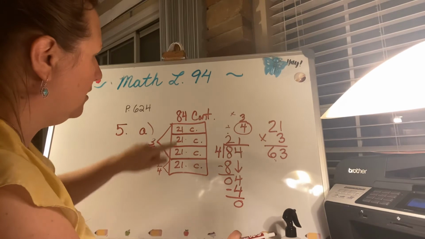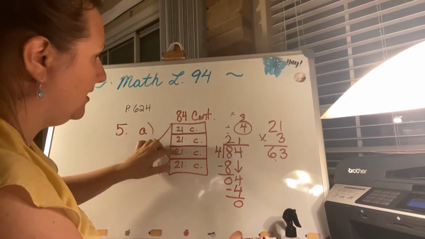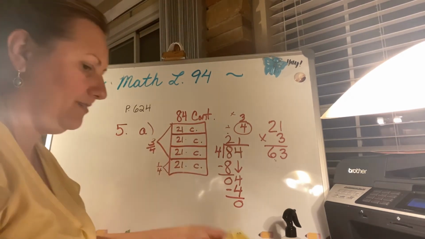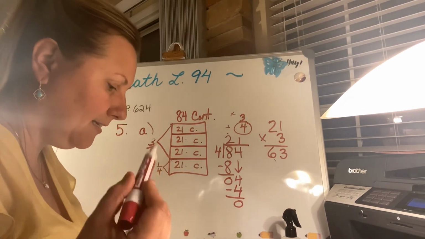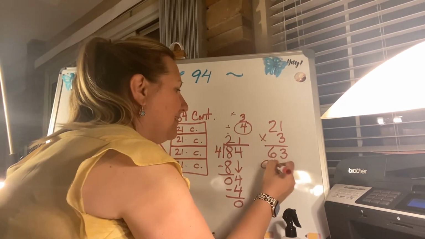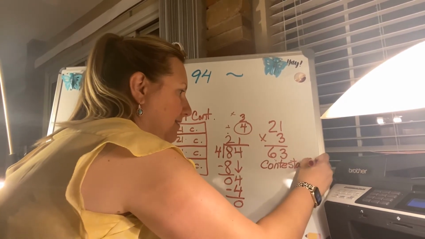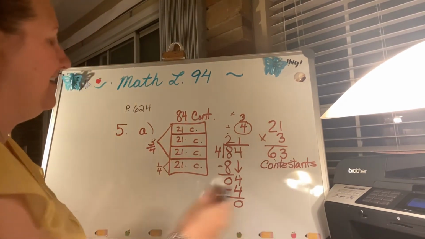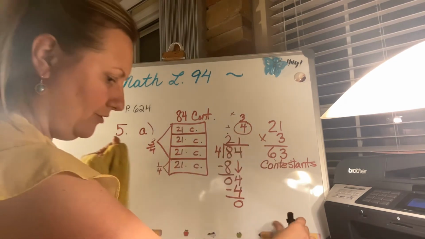Now, could you have added 1 plus 1 plus 1 is 3, 2, 4, 6. It comes to the same number if you add it or if you multiply by 3. Multiplying is just a fast way to add. Okay, so how many contestants guessed incorrectly? 63 contestants. Contestants, A-N-T-S. It's like contest ants. Contestants. Okay, please get all that down. And we shall move on.